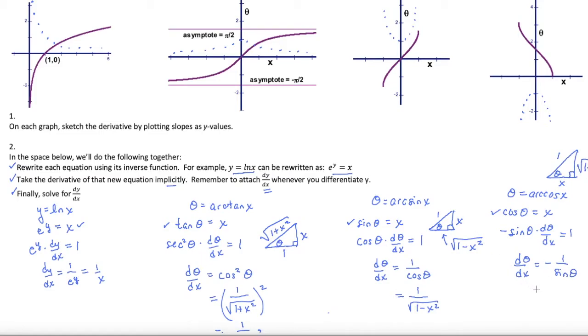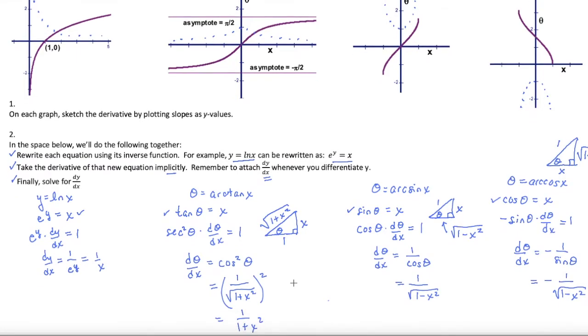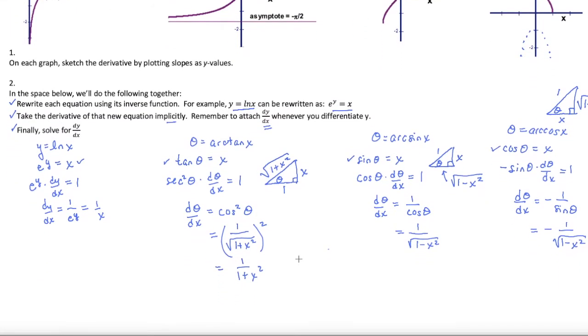So d theta dx is equal to negative 1 over the sine of theta, which here is just going to be the opposite over 1, so just the opposite side. And I get negative 1 over the square root of 1 minus x squared. And that equation models these dots as a function. So those are the derivations of the 4 different inverse trig functions we're going to use a lot this year. You don't have to remember the derivations, but I'm hoping the derivations give you a little bit of context for why these derivatives look the way they look.